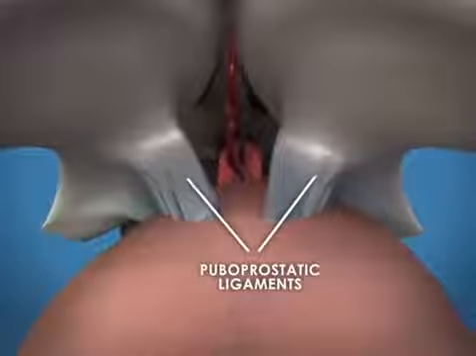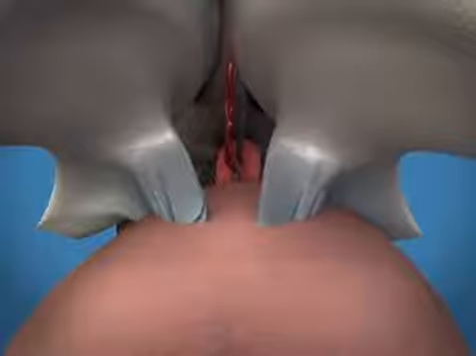The prostate is pulled back so that the puboprostatic ligaments are exposed and can be cut close to the prostate.